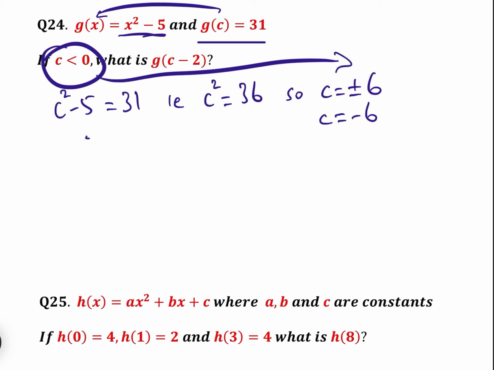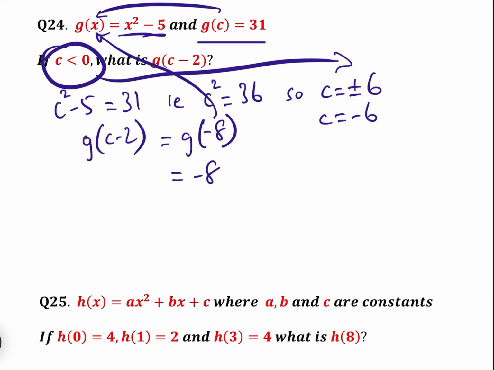So then all we need to do is, what is g of c minus 2? Well, we know c is minus 6, so that is g of minus 8. And all we need to do now is put minus 8 into our function. So g of minus 8 is minus 8 squared minus 5, which equals 59.